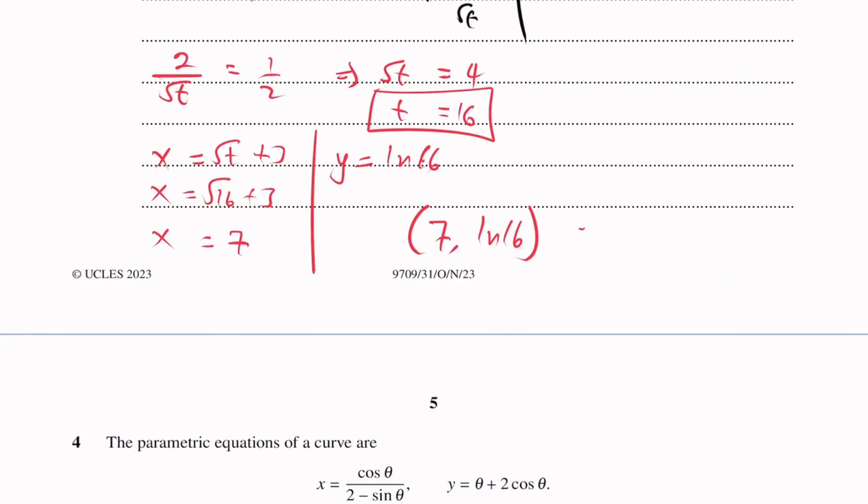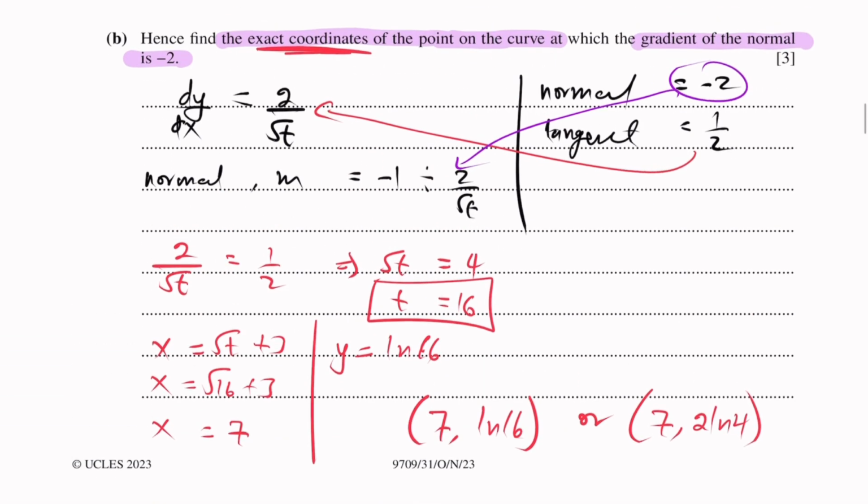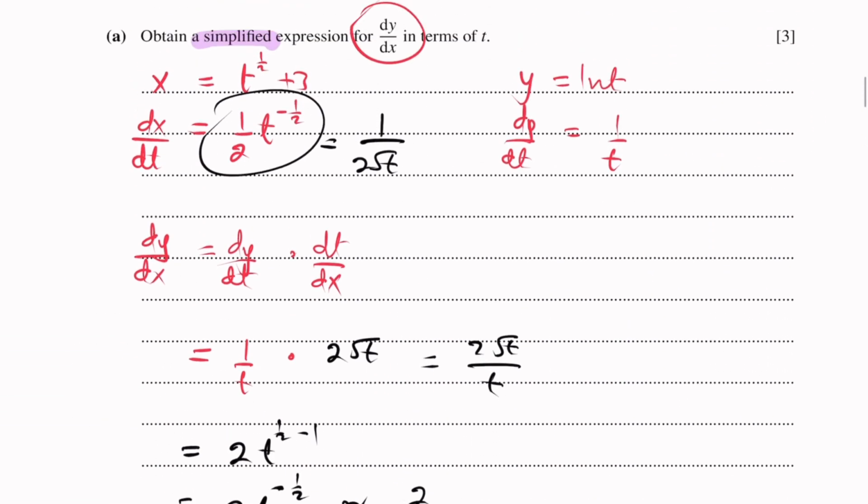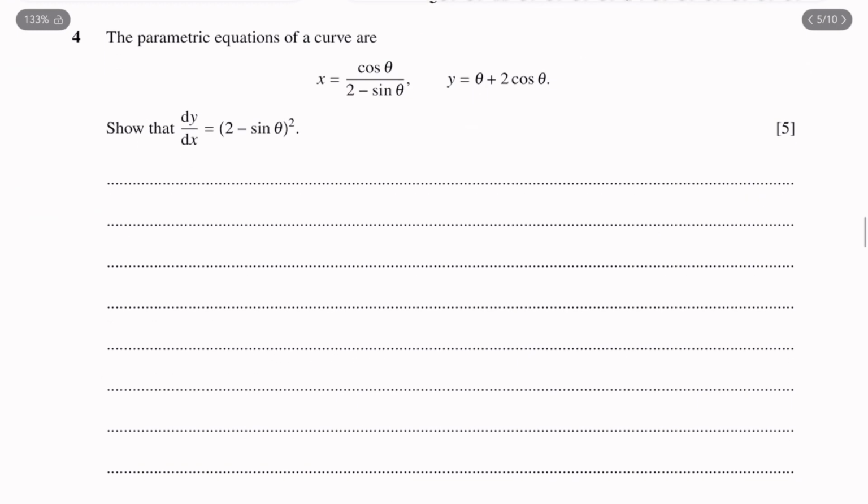Somebody will say that the point is 7 comma 2 ln 4 because 4 squared is 16. They are just trying to show off. It doesn't even matter. Just write one of them and be free. So this will give you what? 6 marks? Yeah, A and B, not bad.